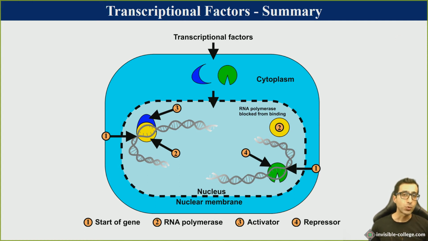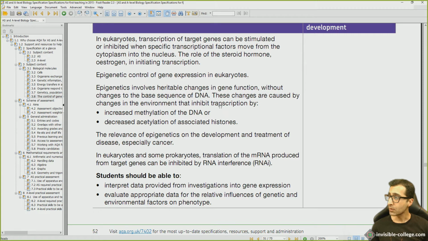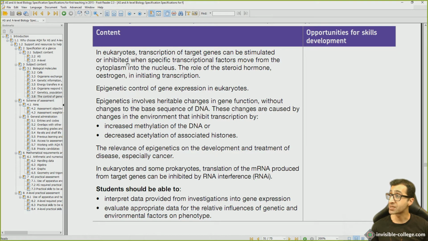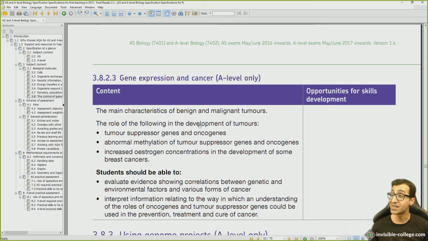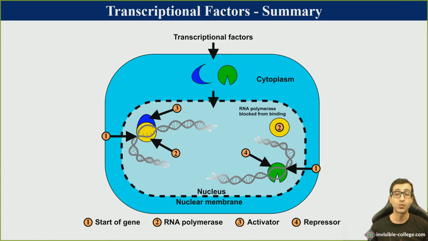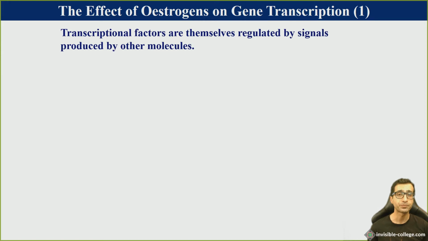Okay, so let's move on to the effect of estrogens on gene transcription. Now, this appears in the specification in a couple of different contexts. We're going to explore the idea of genes and their involvement in cancer later on in this webinar, but you'll notice that the role of steroid hormones such as estrogens actually appears in this section of the specification before we get to the idea of genes and cancer. So we're going to be getting into cancer in a bit more depth, but let's just quickly have a look at the role of estrogens on gene transcription in general.